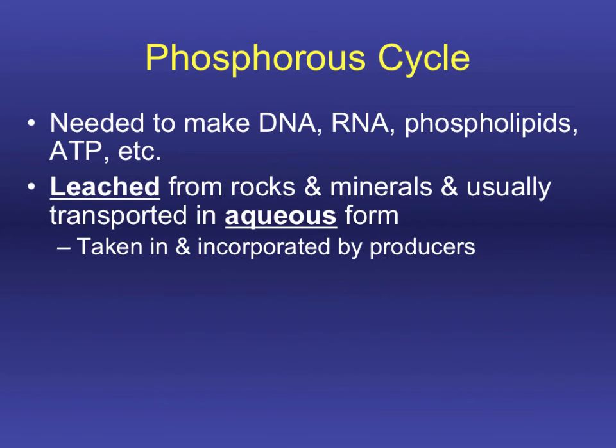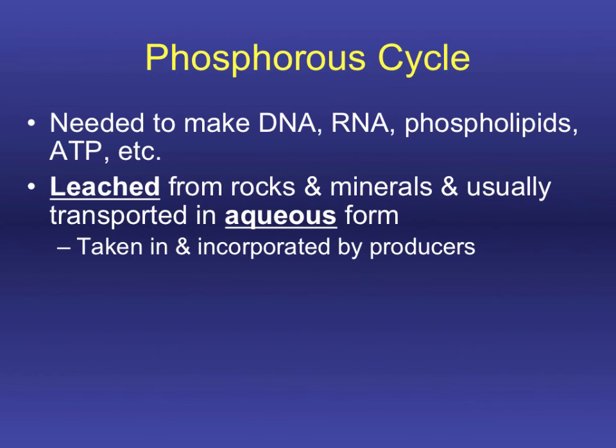The phosphorus cycle is also a much longer one. It takes a lot longer for any given atom of phosphorus to make its way from, say, you back to the non-living part of the environment and then back into another living thing at some point in time. But again, these can be taken up by producers.